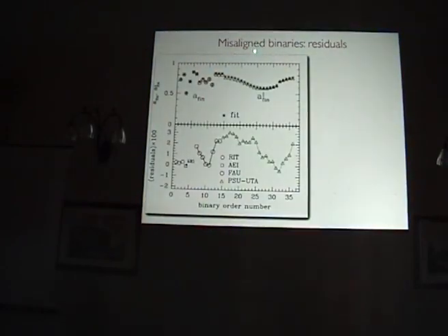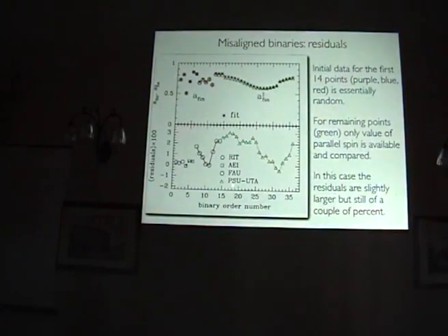This is the much tougher test. So these are the misaligned binaries. You see, we have less data here. And again, the symbols are the published results, and the star is the result of the fit. Okay? And plotted here, we said, are just the residuals. Again, in this case, the residuals are a bit larger, but it's again on the order of a few percent.